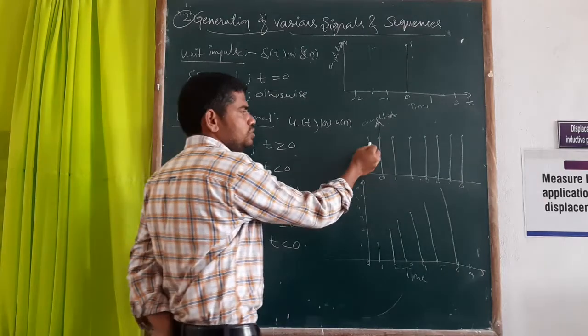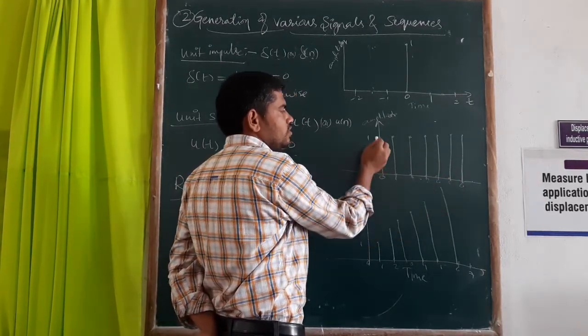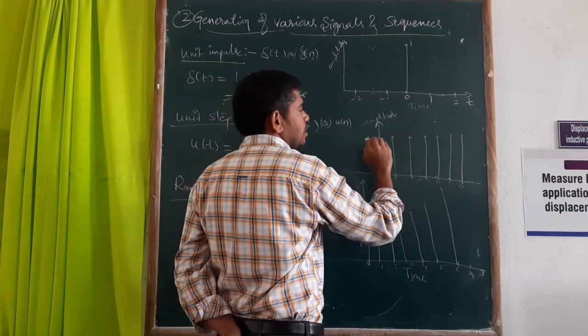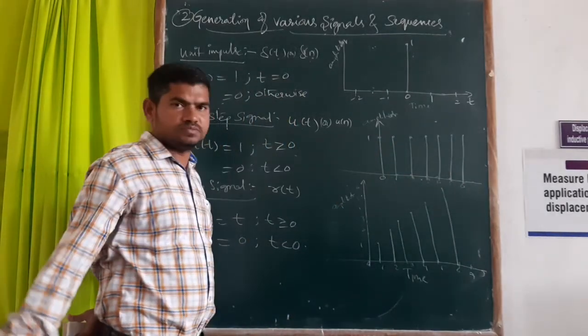Above 0, now I am taking here 6 points only. From 0 to 6, all the amplitudes are 1. Now here these are the discrete points.